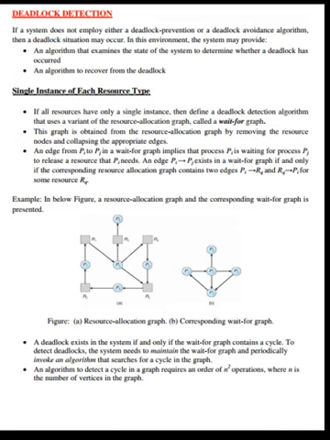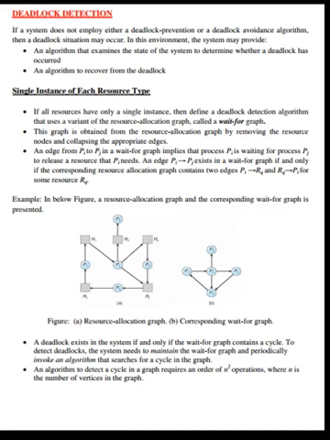An edge from Pi to Pj in a wait-for graph implies that process Pi is waiting for process Pj to release a resource that Pi needs. An edge Pi to Pj exists in a wait-for graph if and only if the corresponding resource allocation graph contains two edges, Pi to Rq and Rq to Pj, for some resource Rq. Example: in the below figure, a resource allocation graph and the corresponding wait-for graph are presented.